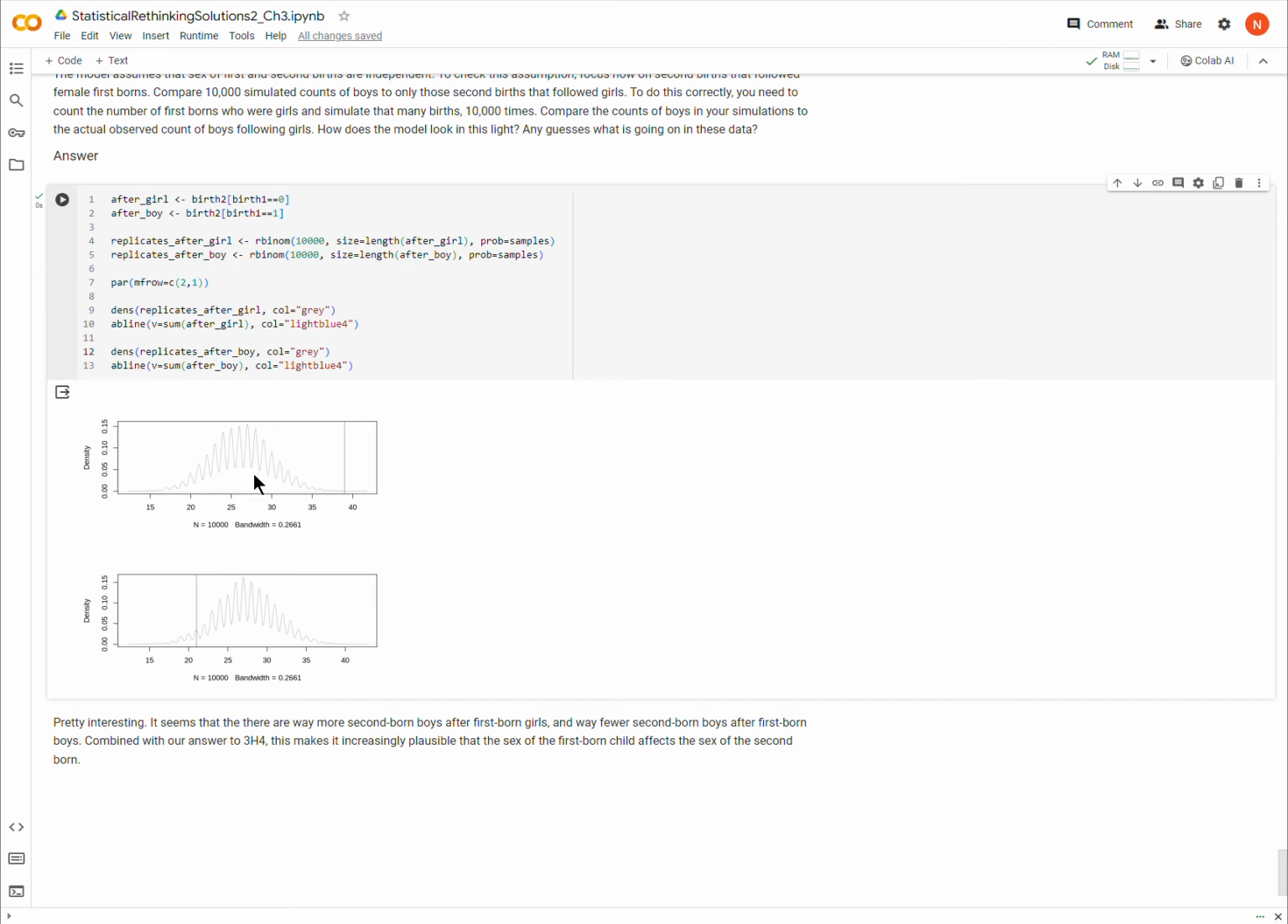So again, we have our posterior distribution in the background there, our posterior predictive distribution. Okay. And now we have the number of boys in this light blue line here, the number of boys given that the firstborn was a girl. And we notice that this is way out of bounds compared to what the model expects. And similarly, it way underpredicts when the firstborn is a boy. And so this is, again, interesting. It makes it more plausible that the sex of the firstborn is affecting the sex of the secondborn.